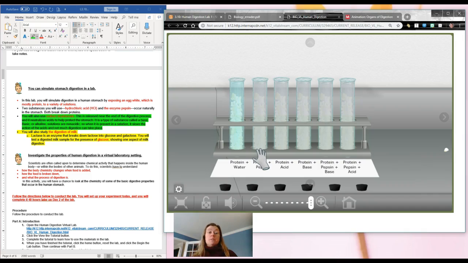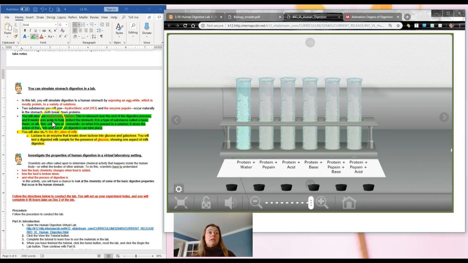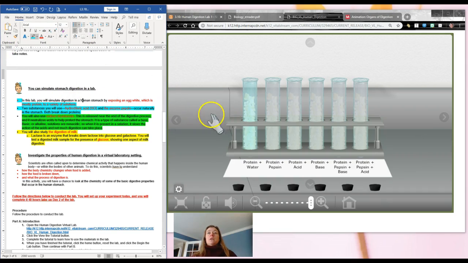Now we know pepsin does break down proteins because it says it right over here. It says it right here. I'm going to use an even different color here. I'm going to use the blue. Okay, so this has some ability to digest. This one has an acid, hydrochloric acid, which also digests proteins.